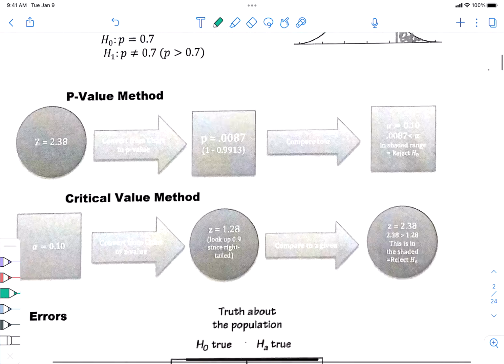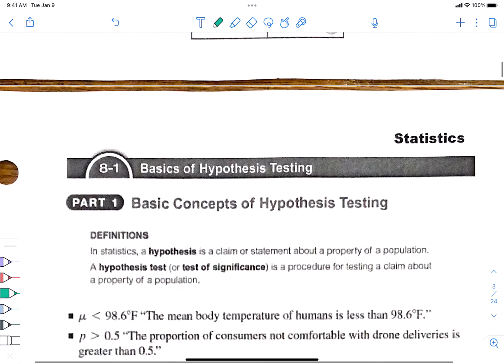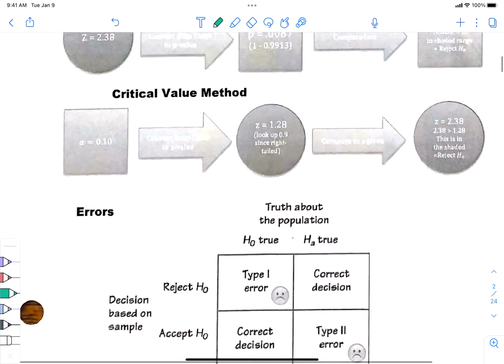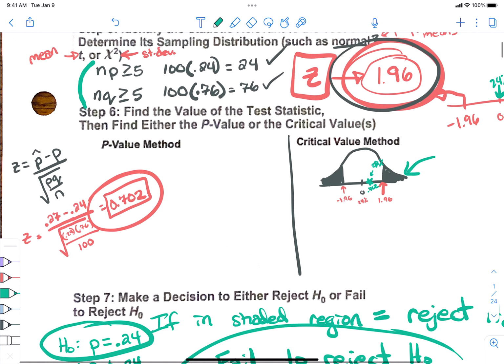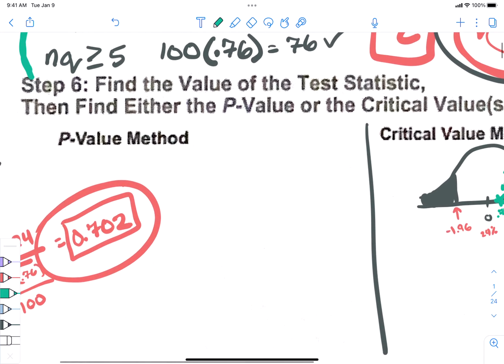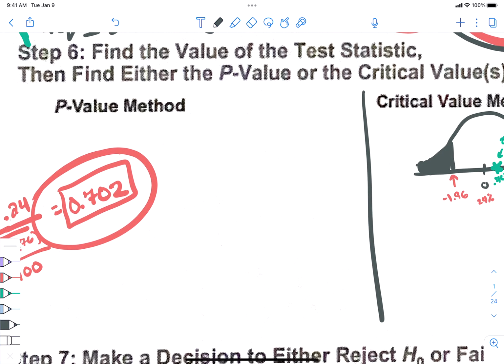Let's go to the p-value method. That's the critical value method. I like that method better because you're just finding a z and doing all that good stuff. And that's it. So here's the deal. Here's the p-value method. This is kind of confusing for people to see. Here's the p-value method.